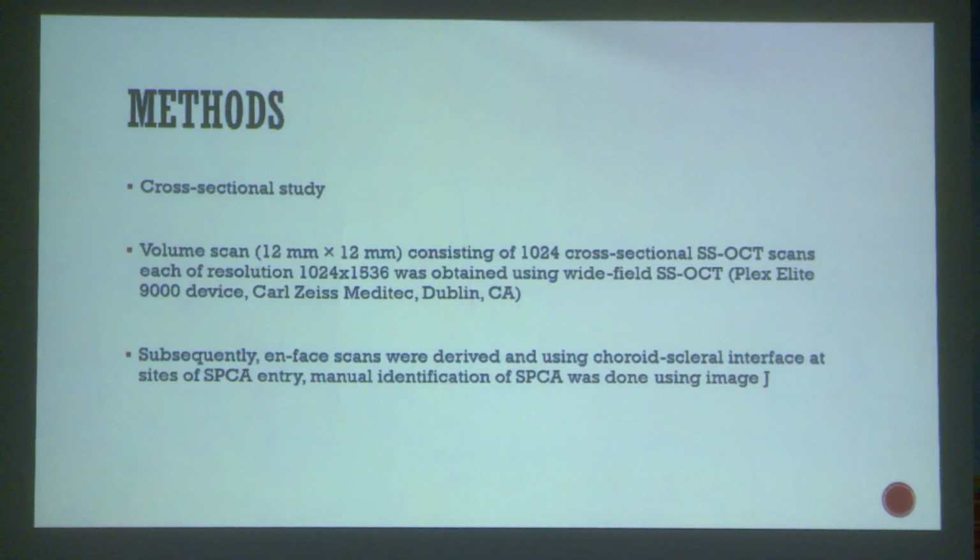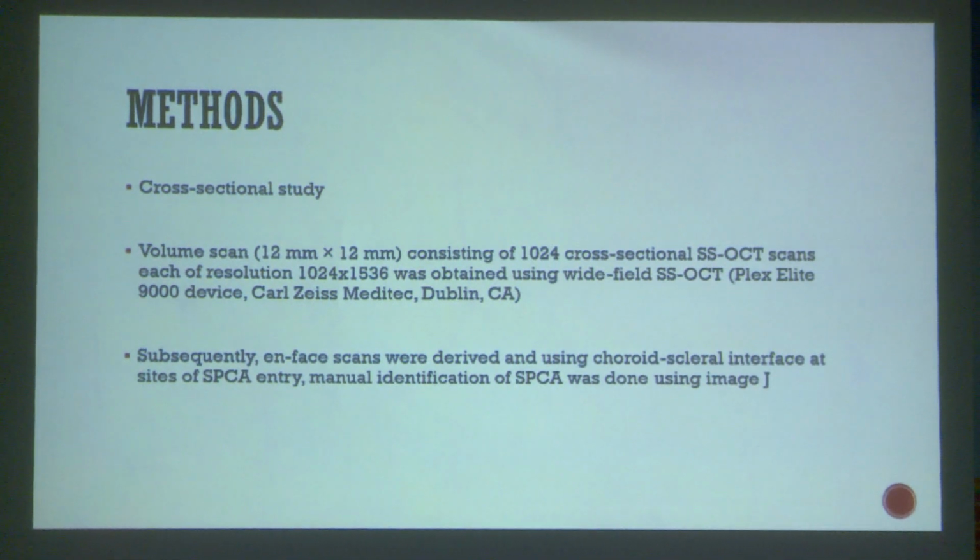So the present study was a cross-sectional study. We obtained a volume scan of 12 by 12 mm, and it contained 1024 cross-sectional SS-OCT scans, and this was captured on Plex Elite 9000. Subsequently, the en-face scans were derived, and using the sclerochoroidal interface at the site of SPCA entry, we manually identified the SPCA using the ImageJ software.